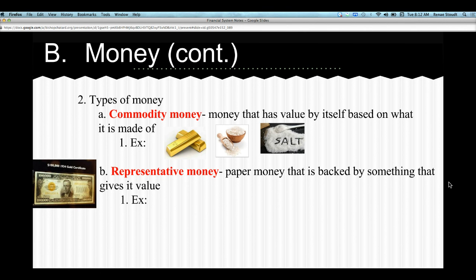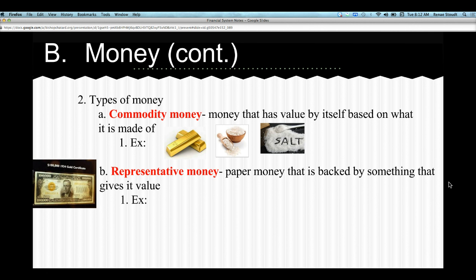These aren't printed anymore, guys. But the idea behind them is that at one point in time, you could take the money, and it was a gold certificate or a silver certificate, and you could take the actual paper money to the bank and say, you know what, I don't want this anymore. Give me the equivalent in gold or the equivalent in silver. Okay? What's the problem with that?